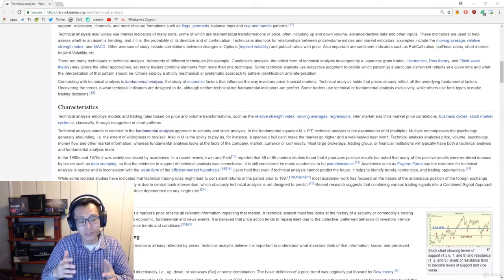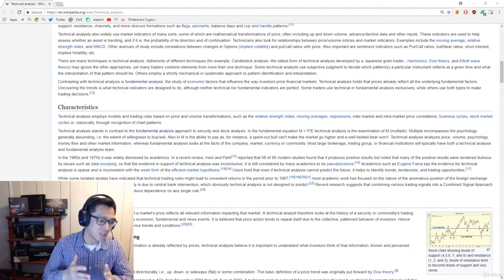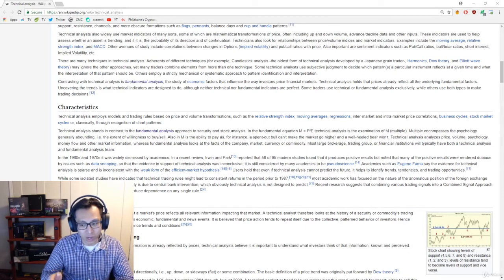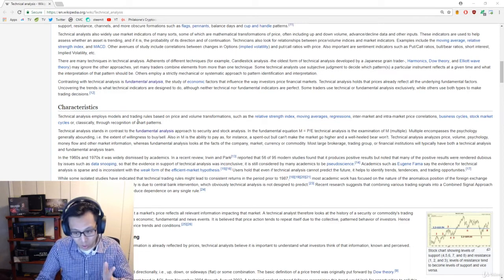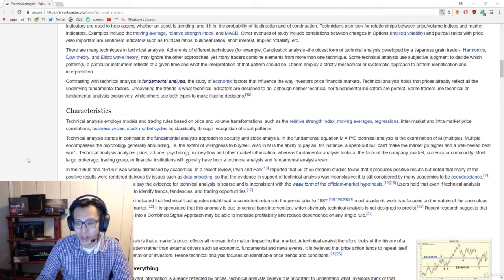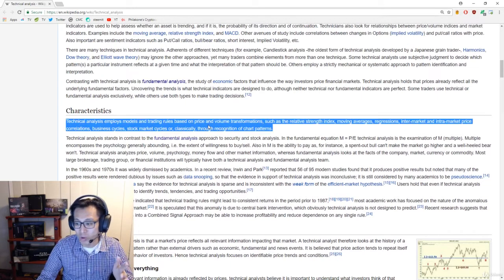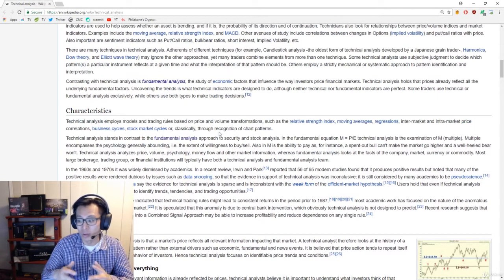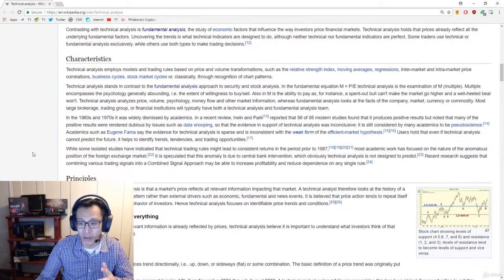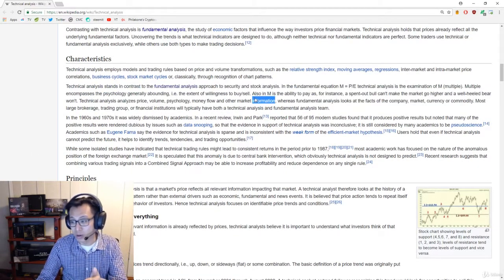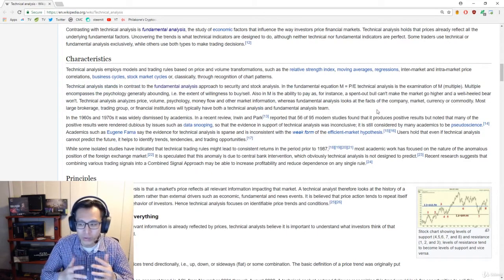Now there are big arguments in the world between technical analysts and fundamental analysts. But a technical analyst, just to read you guys the formal definition, employs models and trading rules based on price and volume transformations and indicators such as relative strength index. So these are very important to understand. In contrast to the fundamental analysis approach to looking at a security or stock, we don't really do things like look at what the company is doing right now, or whether they're going to make a partnership or anything like that.